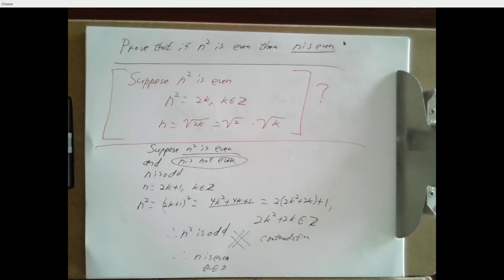So direct or indirect, usually one of them will work. When you're asked to do a proof, usually the first thing I do is I try some examples, right? So I would look at some squares that are even and convince myself that n seems to be even in all cases. And once you believe that it's plausible, then you start thinking about reasons, right? And you jump into a proof.